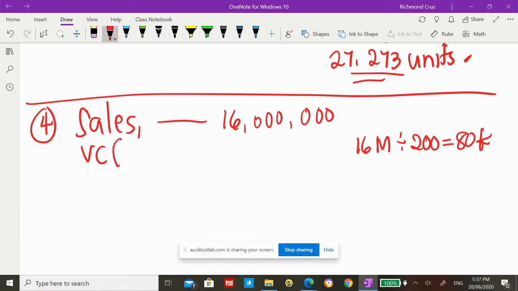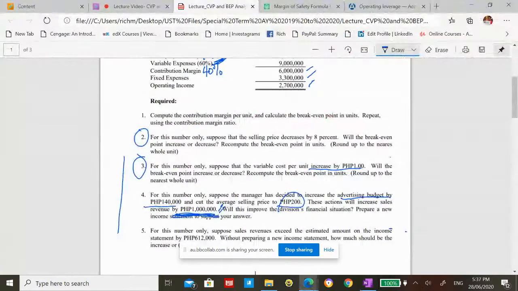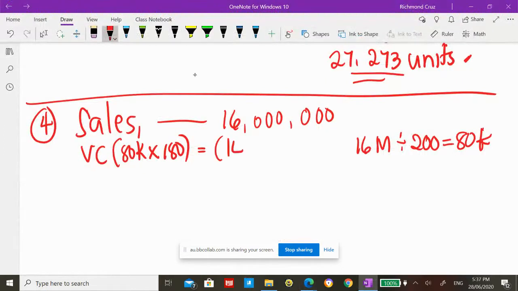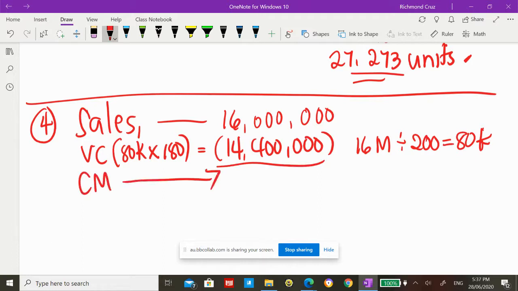So this will be 80,000 multiplied by 180. So 80,000 times 180. So that will be 14 million. This is 14 million 400,000. So therefore, this is our contribution margin. So this is 16 million minus 14 million 400,000. So that is 1 million 600,000.